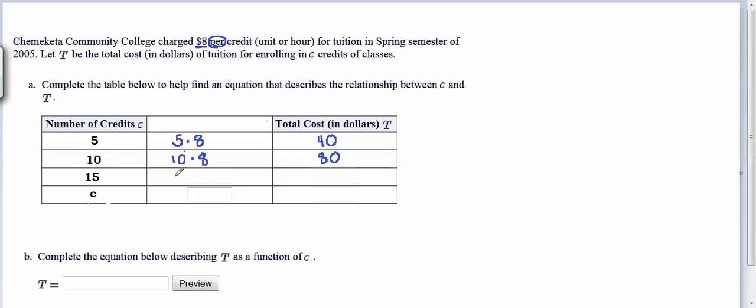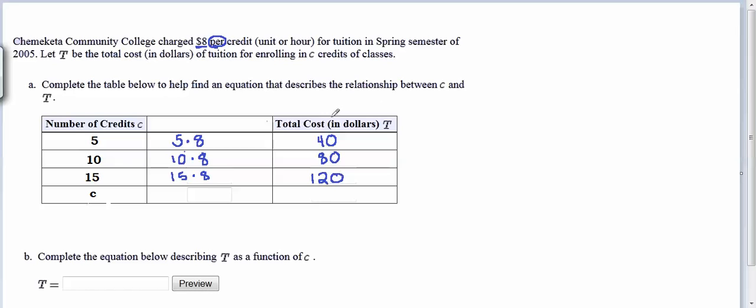Next we have 15 times 8. So we're going to have to multiply 15 times 8. Never hesitate to take a look at your calculator or to do it out longhand. We do 15 times 8. Now our bill is going to be $120. So we filled in our table.